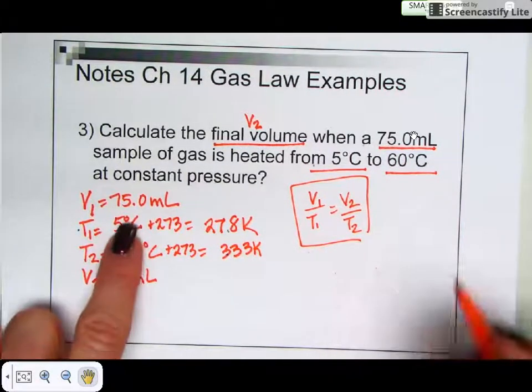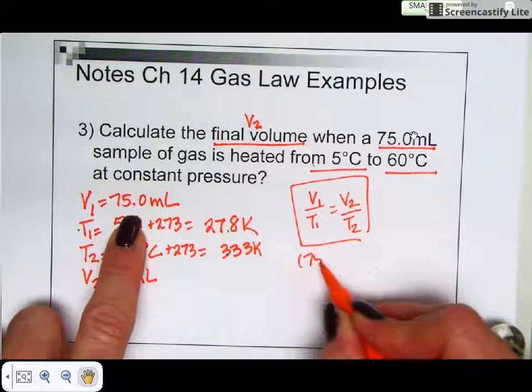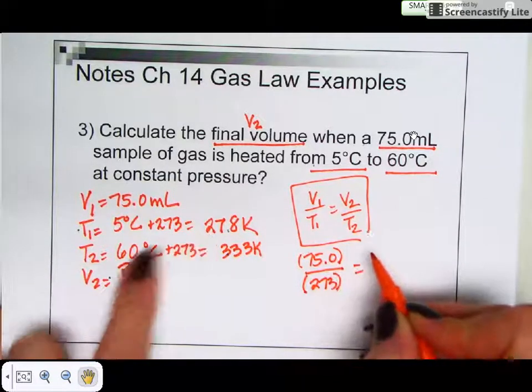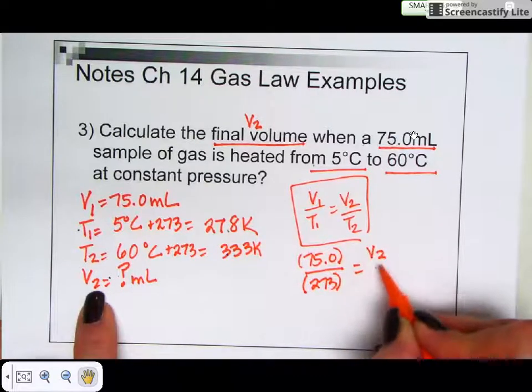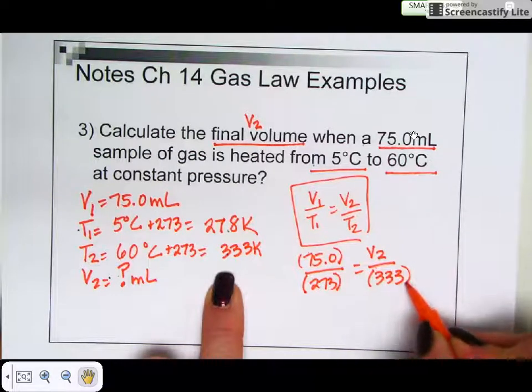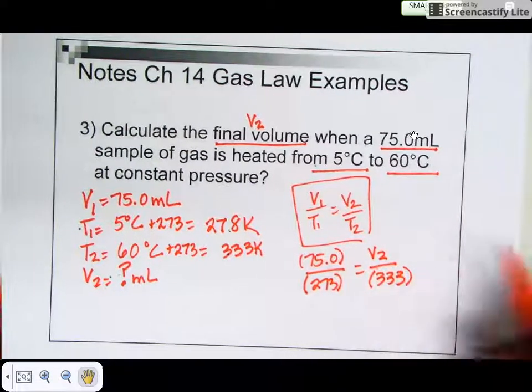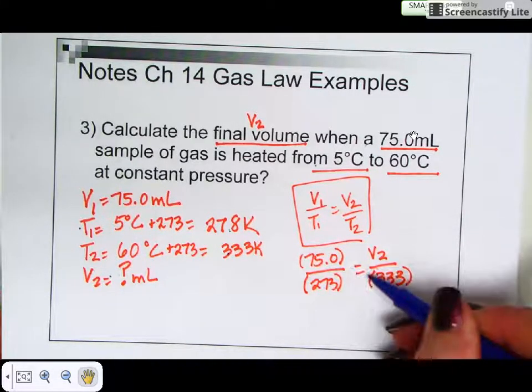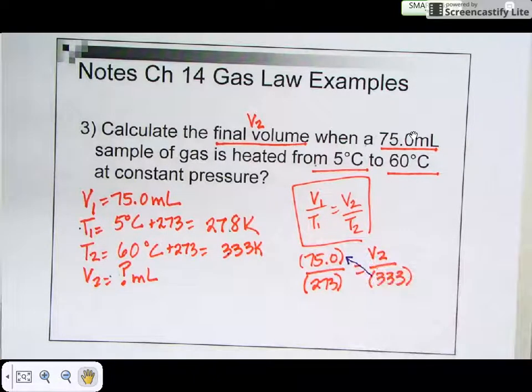Let's plug into that. V1 is 75.0. T1, 278. V2, that's my X, so leave it as your variable. You can call it X if you'd like. And 333 is our T2. All right, so we need to rearrange and solve for X. Now remember, at this point, if you can go straight to your final answer, go for it. But we have to cross multiply, so that means that 333 has got to be coming up on this side. So when you rearrange that, you end up with 75.0 times 333, and leave your 273 down.